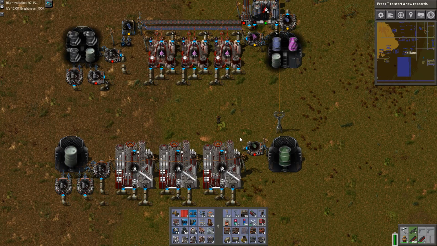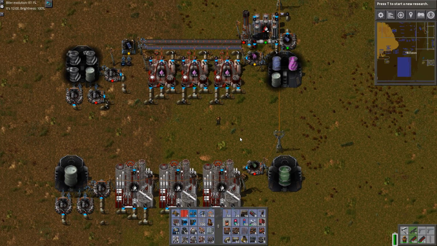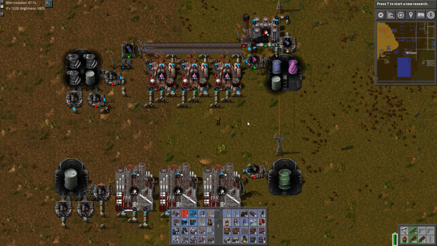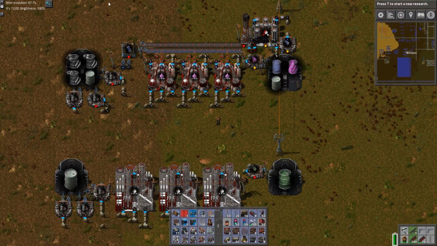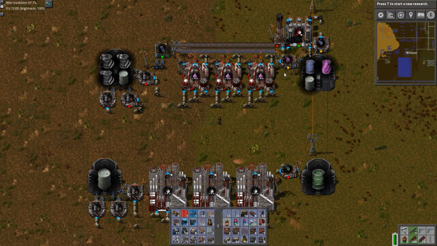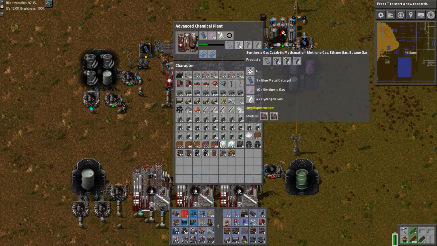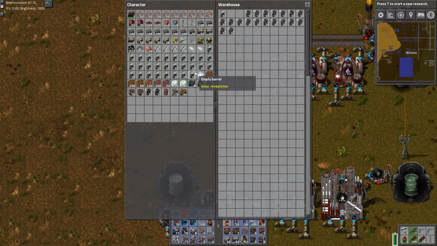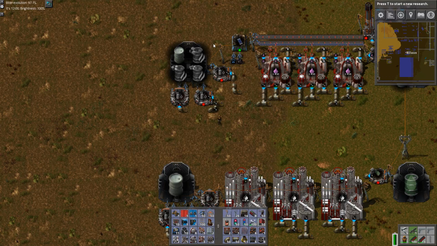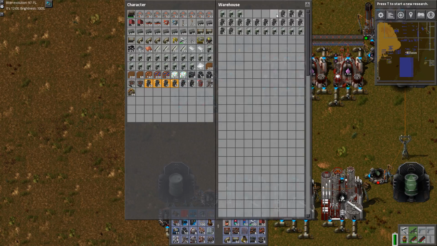Now, if we go back to our previous episode, where we focused on residual gas and synthesis gas, this was where we ended up with a process that takes synthesis gas in and creates, with synthesis gas catalytic methanation, methane gas, ethane gas, and butane gas. I did not explain what it was used for, but nonetheless, here it is. Need some more. Let's take all of these.